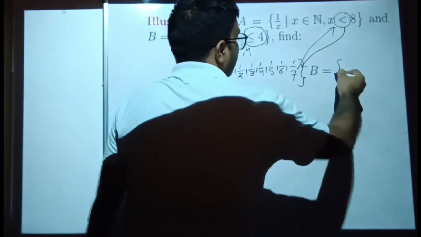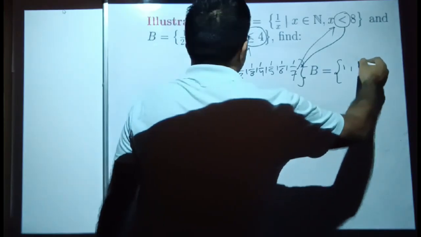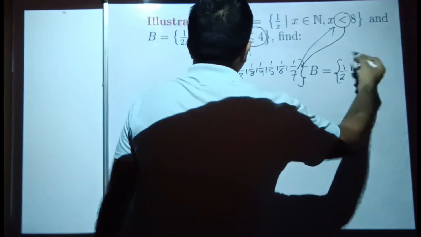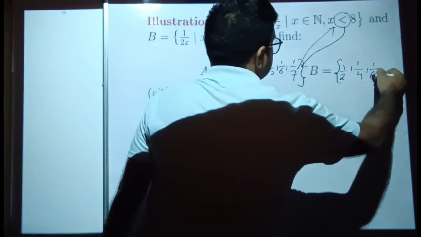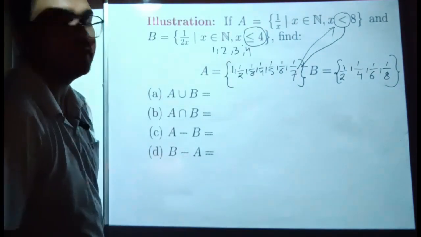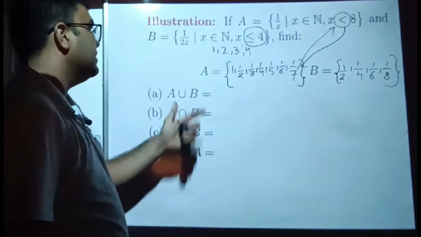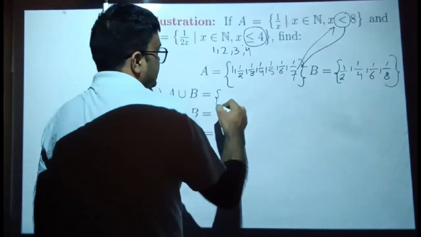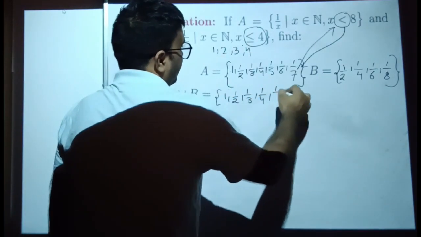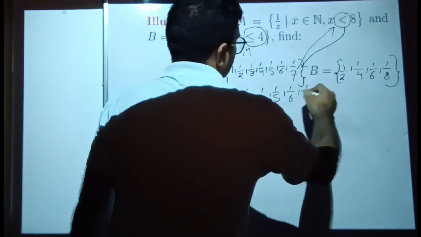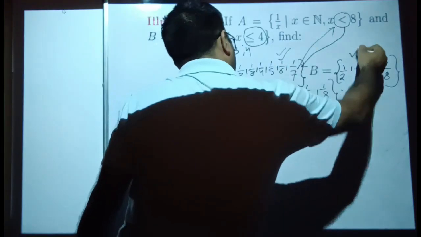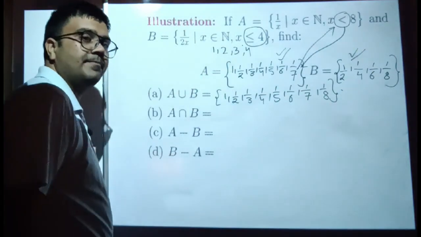Set B will have elements 1 by 2, then 1 by 4, then 1 by 6 and 1 by 8. These are the elements of the set B. What is A union B? It has the elements 1, 1 by 2, 1 by 3, 1 by 4, 1 by 5, 1 by 6, 1 by 7 and 1 by 8. All the elements of A and B.